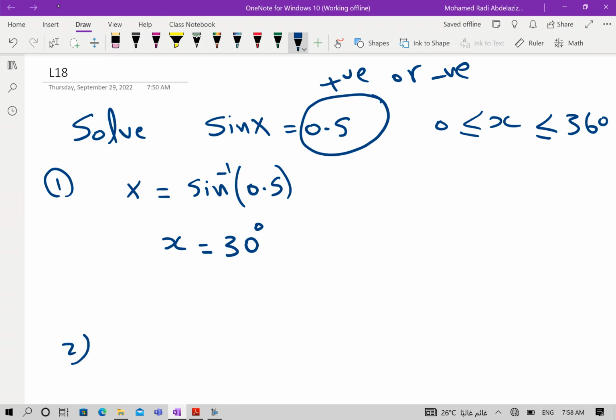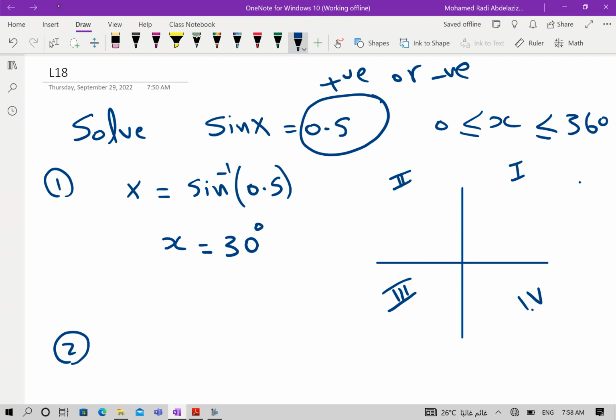Next step, you have to identify in which quadrant sin x equals 0.5 lies. How do you know which quadrant this angle lies in? This is called first, second, third, fourth, with rotation anti-clockwise. The first quadrant from 0 to 90, the second quadrant from 90 to 180, the third quadrant to 270, the fourth quadrant to 360.